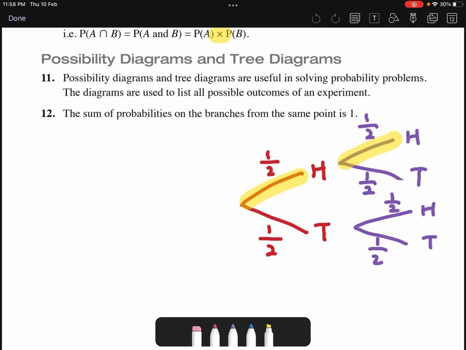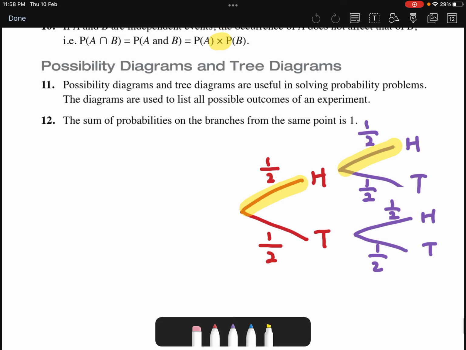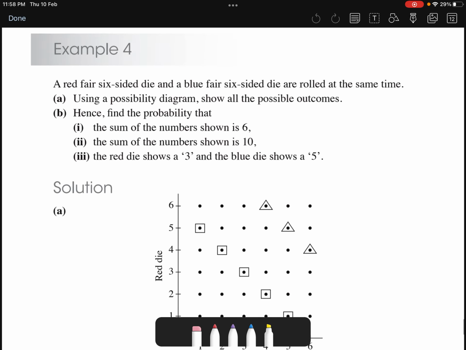Alright, so now for this video, I'm going to teach you how to use a possibility diagram and tree diagram. Okay, so first way of solving a probability diagram question, right? I can use a possibility diagram. Okay, so what is a possibility diagram? So let us take a look at this example 4.